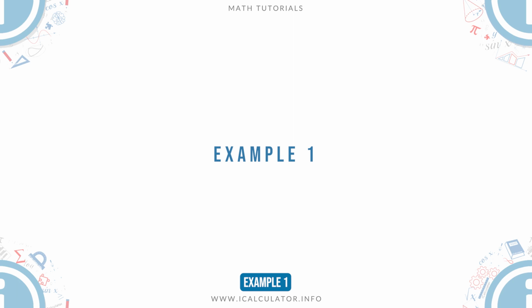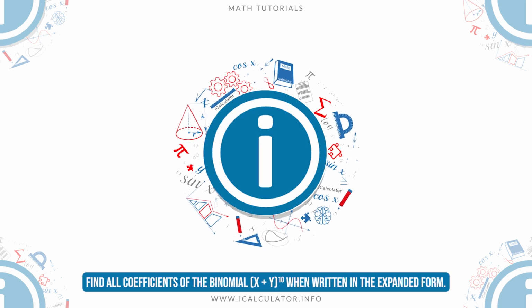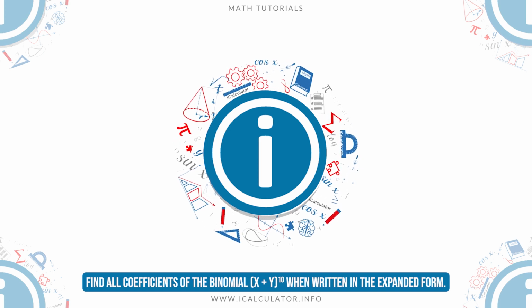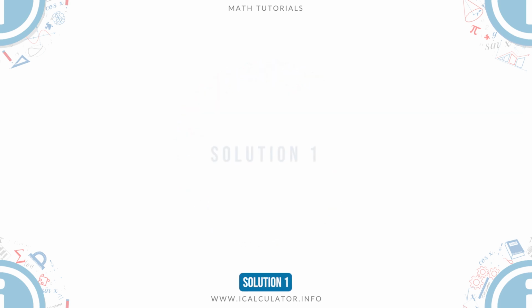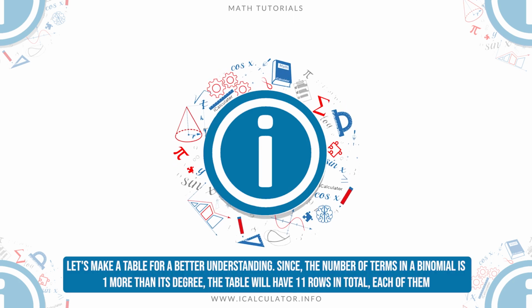Example 1. Find all coefficients of the binomial, x plus y, to the power of 10 when written in the expanded form. Solution 1. Let's make a table for a better understanding.